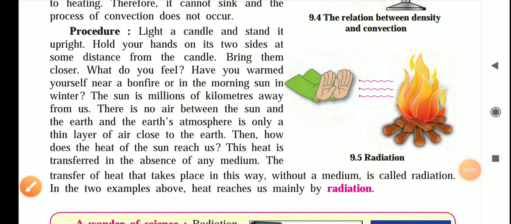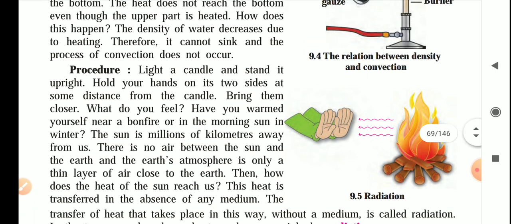Friends, today we will learn about radiation. It is one of the modes of heat transfer. So we will understand this concept through various examples which we see in our day-to-day lives. One such example is given here.